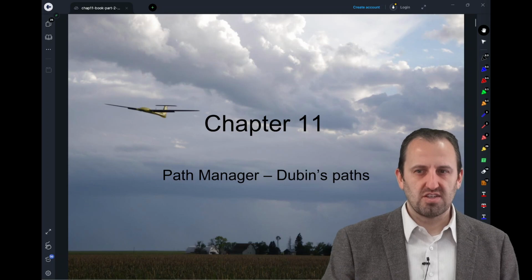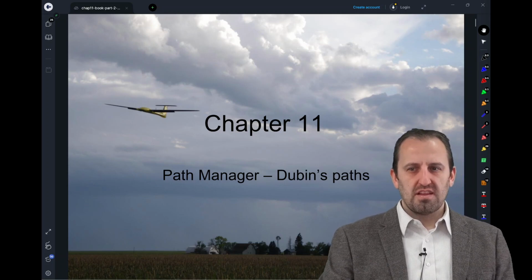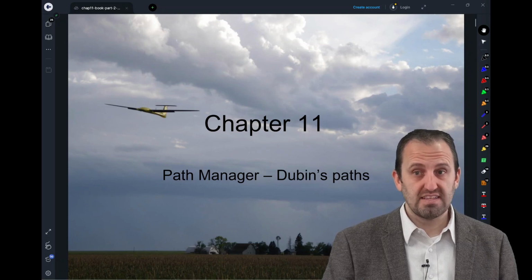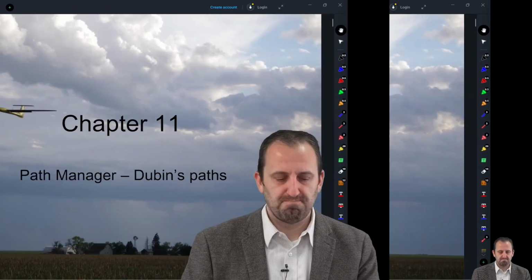In the next lectures, we're going to look into the preliminaries of the geometries that we use inside of Dubins Paths. We'll determine the lengths of Dubins Paths, and then we'll discuss the path manager itself. So let's go ahead and get started.